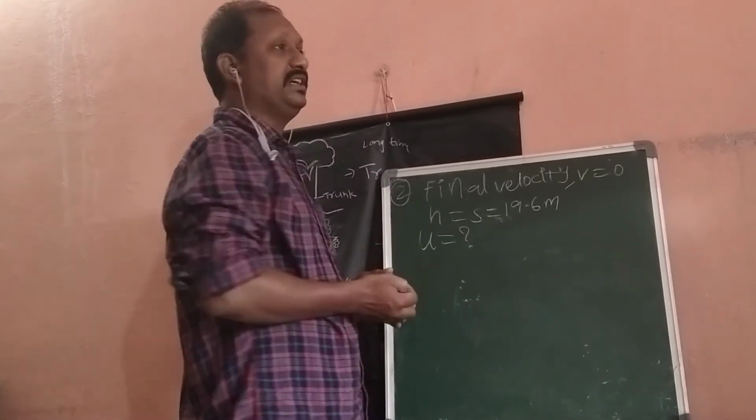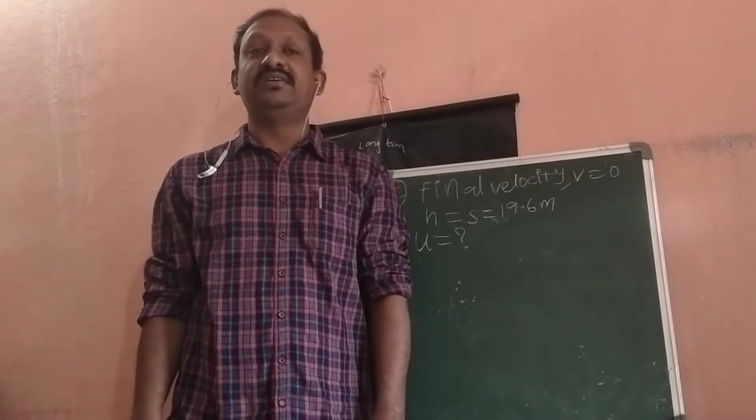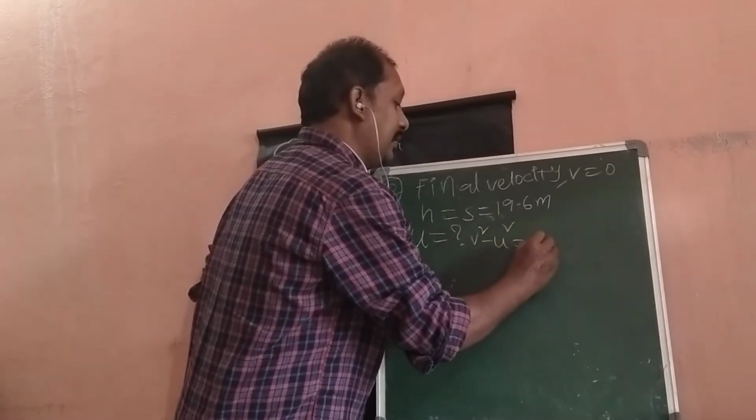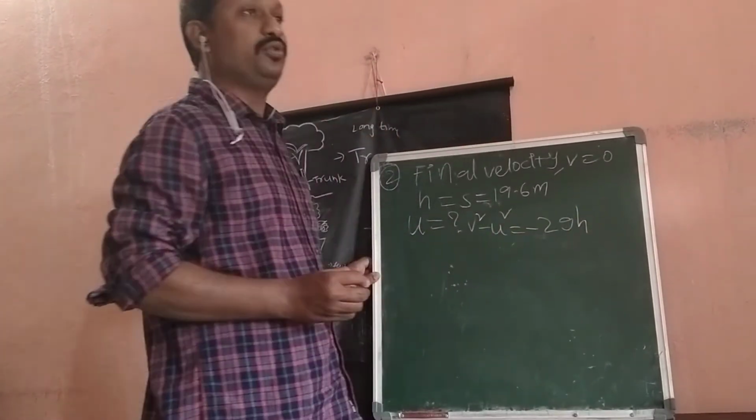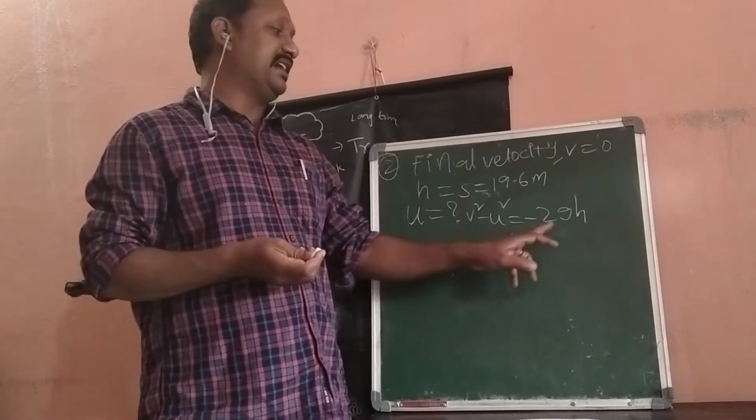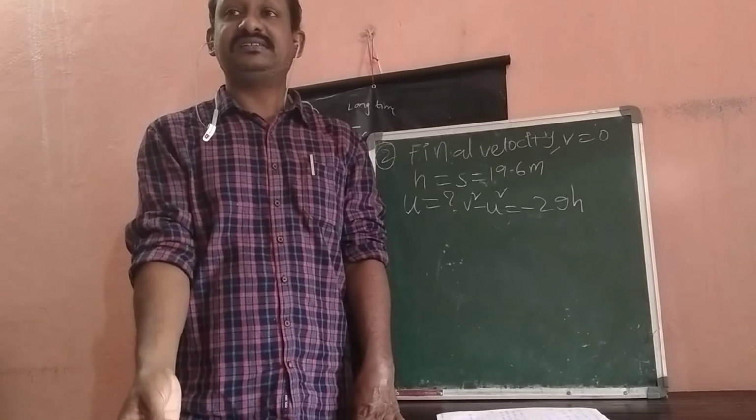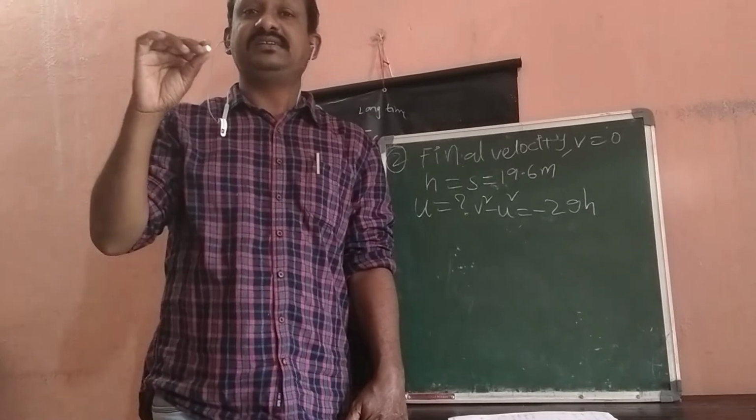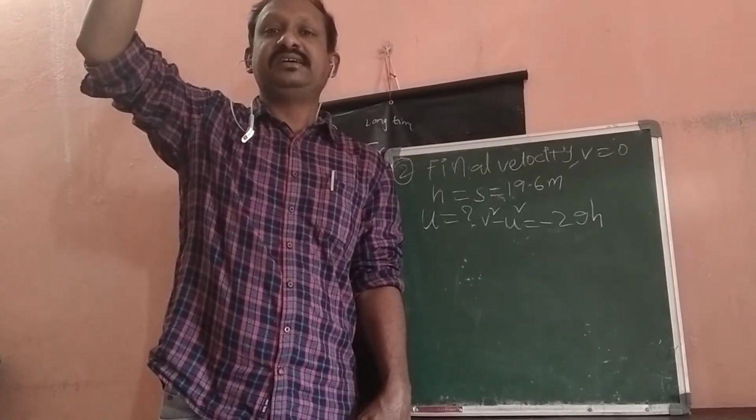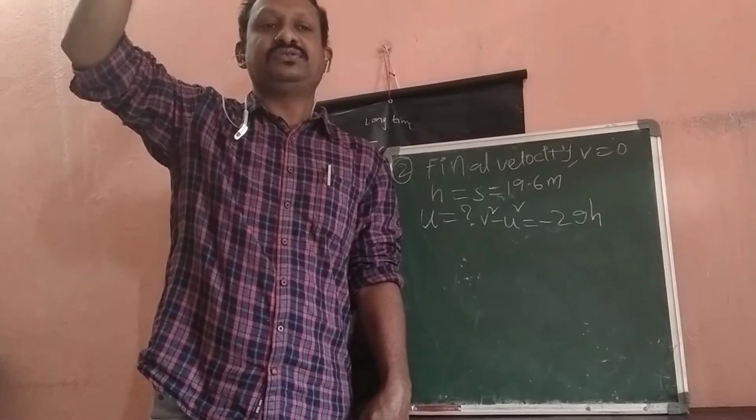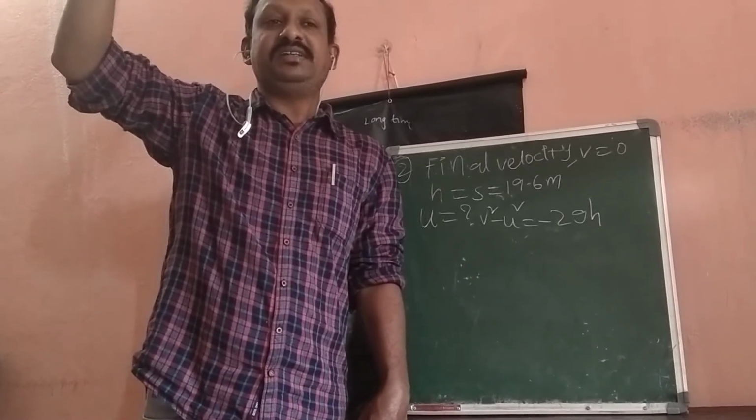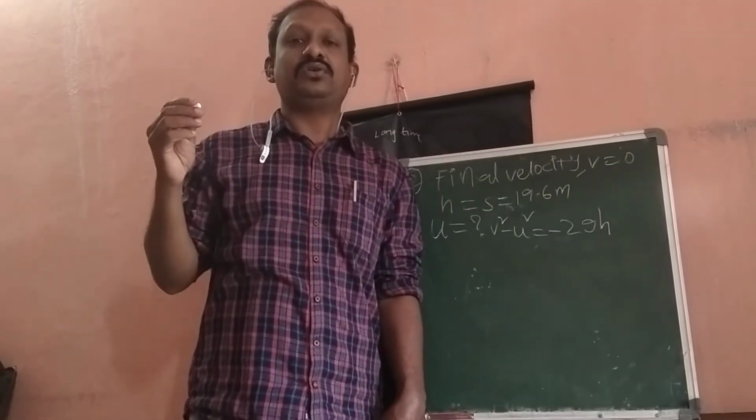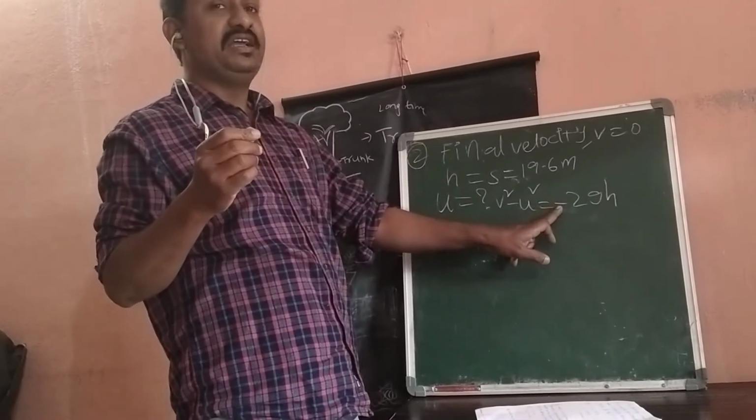So here we need to check which equation of motion is suitable. v square minus u square is equal to minus 2gh for objects which are thrown vertically upwards. We have discussed that the final velocity for an object which is thrown up is 0, so gradually the velocity is decreasing with time. If the final velocity is less than the initial velocity, then it is called deceleration. So that is why we are using a negative sign here.